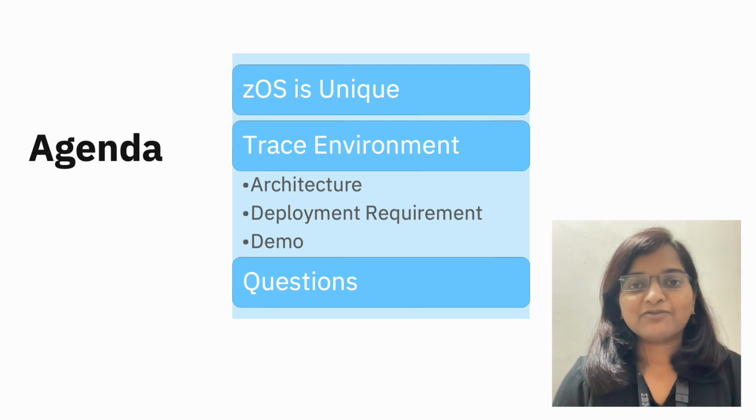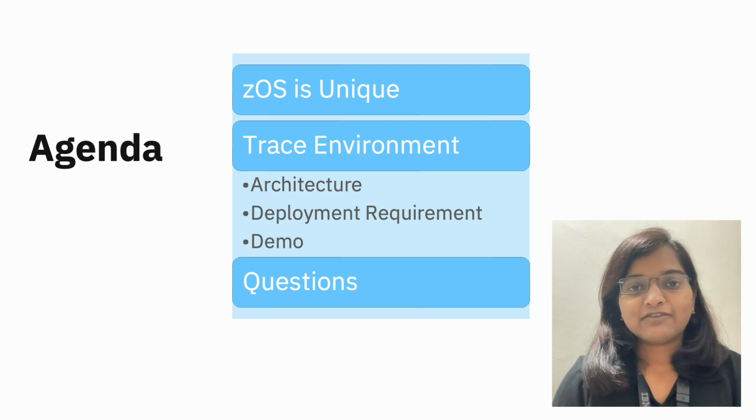We'll first understand what ZOS is, the architecture view for our trace environment, and what the deployment requirements are for WebSphere or Liberty to get traced using the Instana Agent. After that, we'll see a quick demo on how to install the Instana Agent on ZOS and analyze the tracing for the transaction performed by the WebSphere or Liberty application through the Instana dashboard.